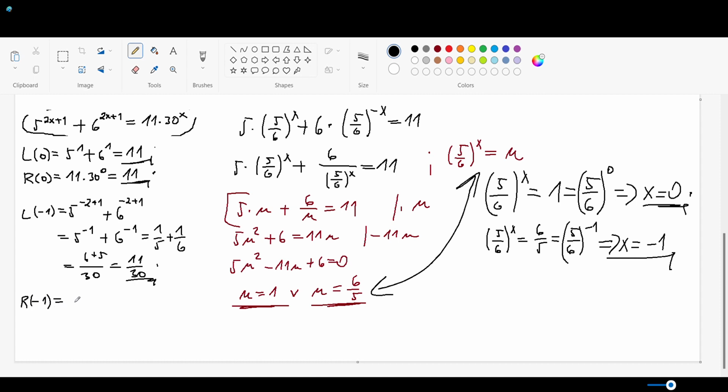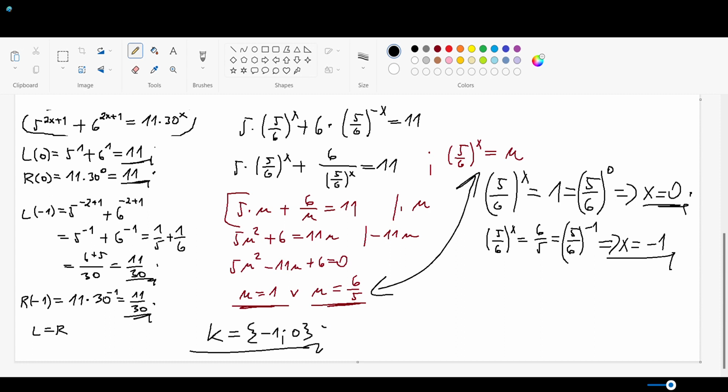What is the value for the right side? It would mean that the right side is 11 times 30 to the negative power of 1, which is, okay, I can see the result is correct, 11 over 30. So the left side is equal to the right side for both, and that means that our set of roots is a 2-element set, and the numbers are -1 and 0. So this is the solution of our, let's say, quite hard exponential equation.